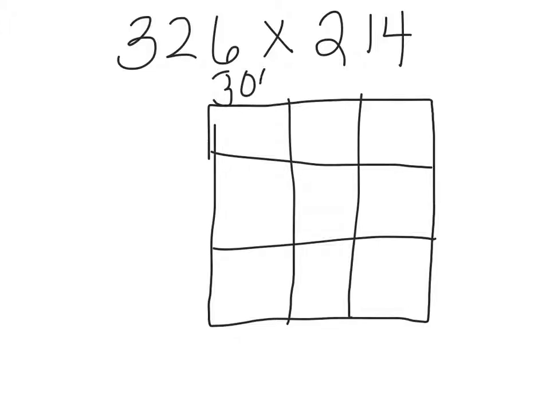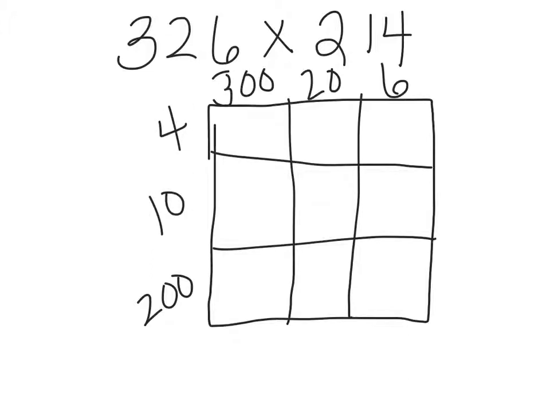I have 300, 20, and 6. And then down the left side of the box, I'm going to break apart my second number starting at the bottom with 200, 10, and 4. 4 times 300 is 1,200. 4 times 20 is 80. 4 times 6 is 24.